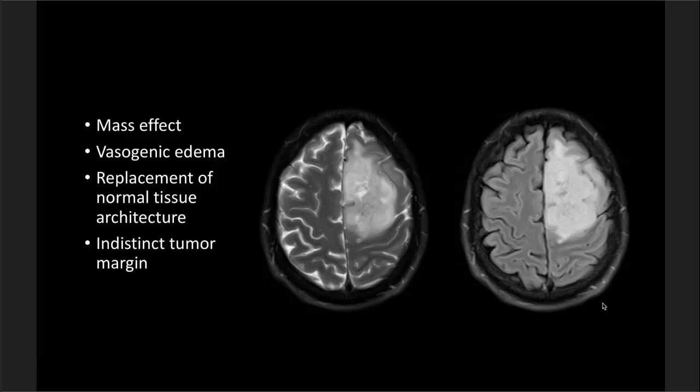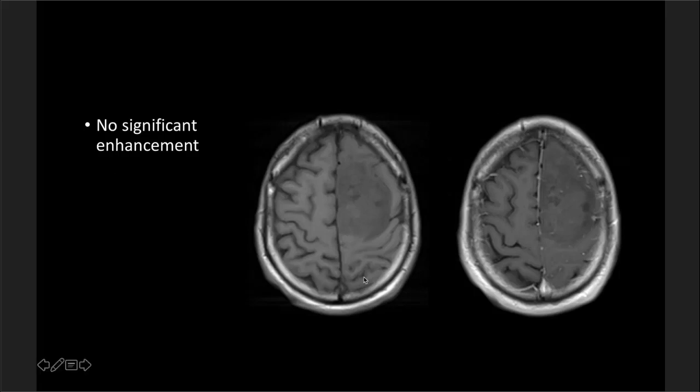Here we have pre-contrast and post-contrast T1 weighted images. And if we look for enhancement, we don't see any significant enhancement. There are a few vessels here, little dots of enhancement, but there's no significant enhancement in the tumor itself.